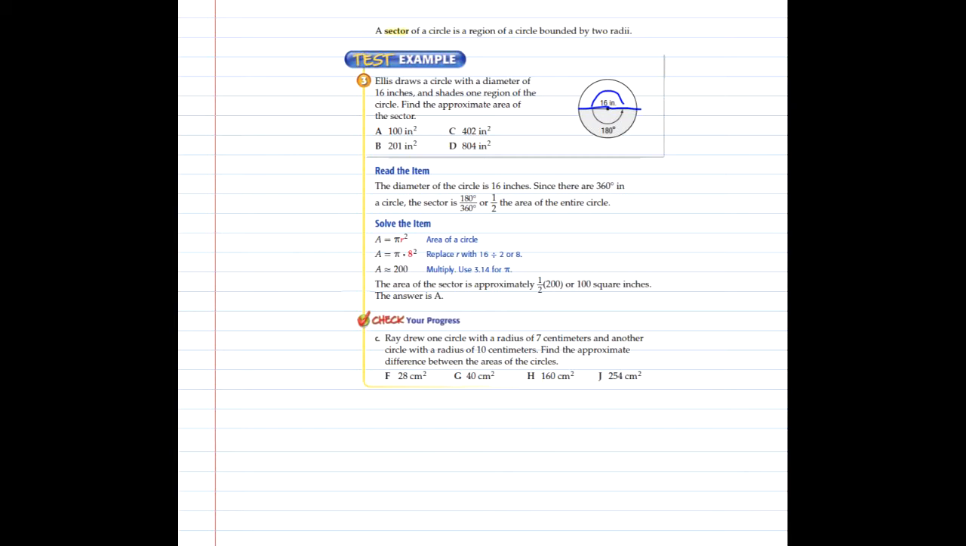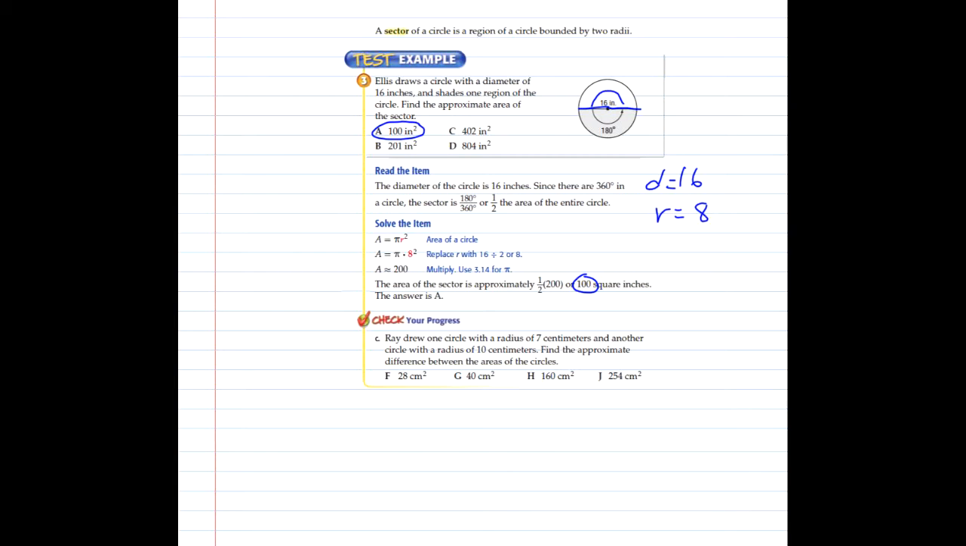Area equals pi r squared. Area equals pi times 8 squared, because remember, if my diameter is 16, my radius is half that, or 8. I get an approximate area of the circle of 200, in this case, square inches. The sector is half that, or approximately 100 square inches. So the answer to my question up here is A.